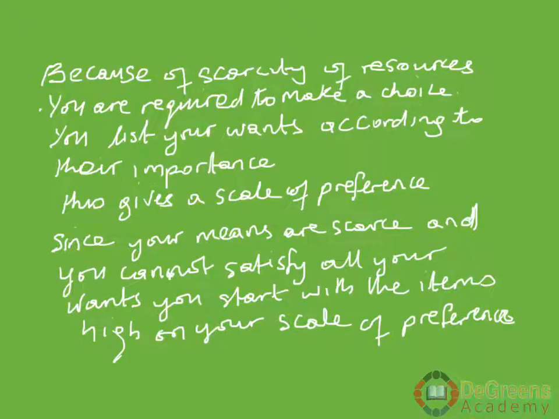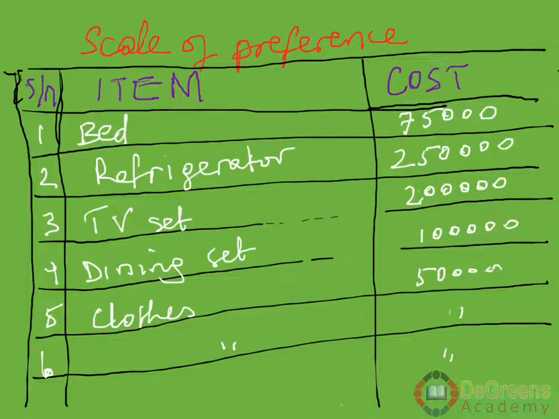And this scale of preference depends now on the choice. You must have a choice. You list your wants according to their importance. So you develop the scale of preference, because you cannot satisfy all your wants. So the scale of preference starts with the items that you need most urgently.